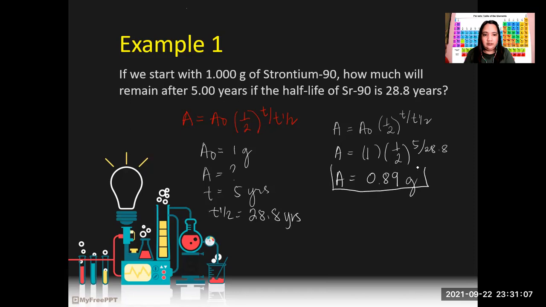We can also analyze the answer that we're getting. We know that the half-life is 28.8 years, and we only analyze a 5-year period. So most probably it's not going to decay by half right away, because 5 is not very near 28.8. It would probably decay in a longer time frame. Okay, this is the first example. Again, it's very simple to solve problems like this as long as you can identify the correct values for the different variables. Okay, let's have another one.